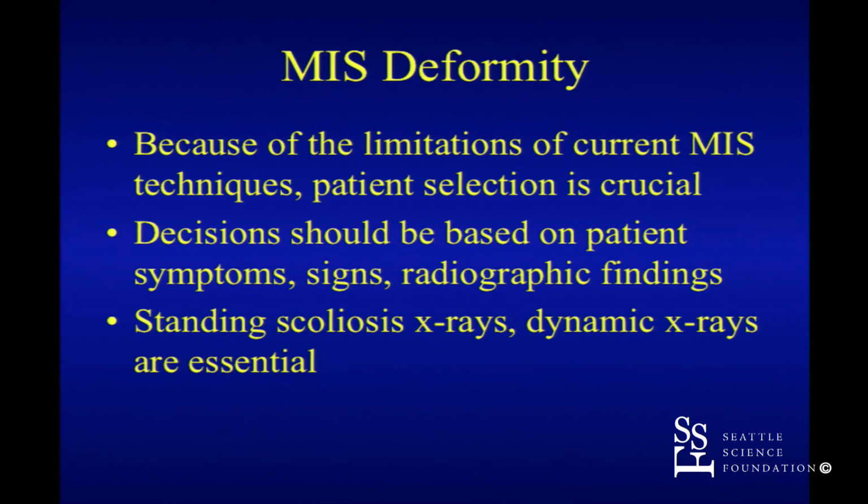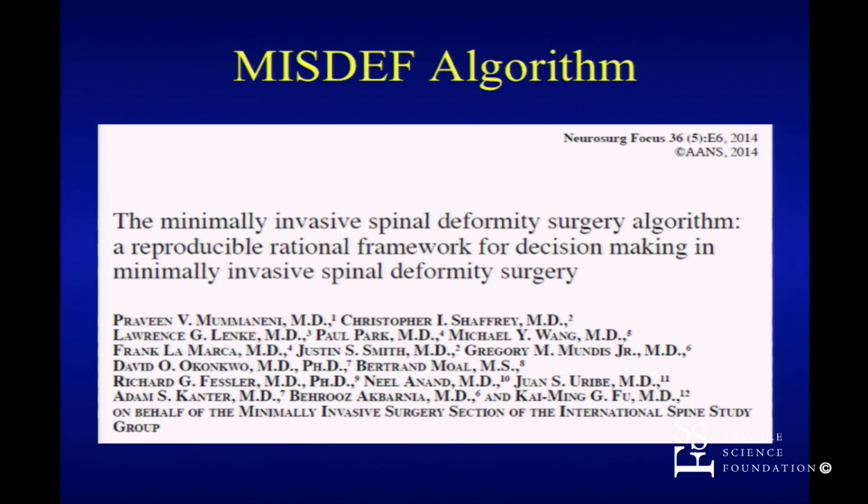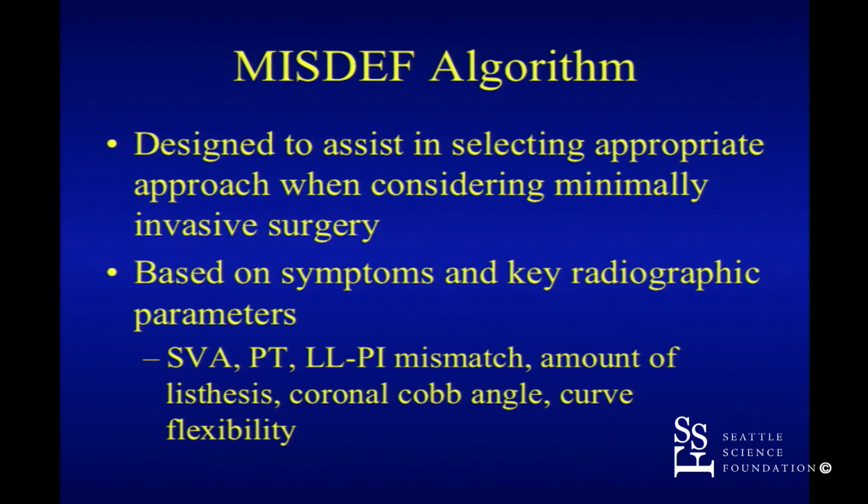So because of these limitations, it's important that we select the right patients for MIS surgery. And these decisions should be based on someone's symptoms and also their radiographic findings. And these are based on standing scoliosis films, dynamic x-rays. These are both essential x-rays to get. So the same International Spine Study Group came up with this algorithm. And this algorithm is supposed to help us determine what type of procedure to do on someone. The algorithm essentially looks at several key radiographic parameters, SVA, pelvic tilt, and the lumbar lordosis PI mismatch, all things that we spoke about just recently.